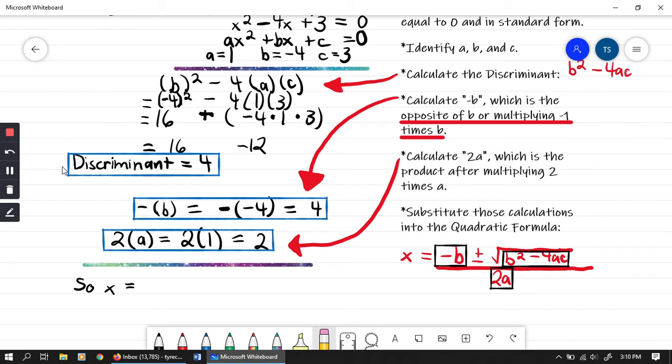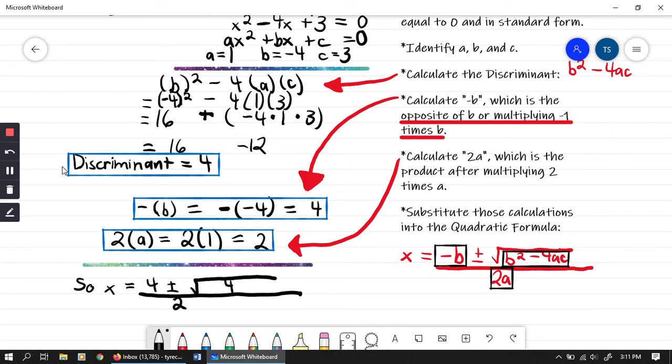So here, x equals the opposite of b, which we determined was 4. So x equals 4 plus or minus the square root of the discriminant, which is the number up under the square root, the radicand. We determined that that was 4. So the square root of 4 there, and then it's all over 2a, and we determined that the calculation for 2a was 2.